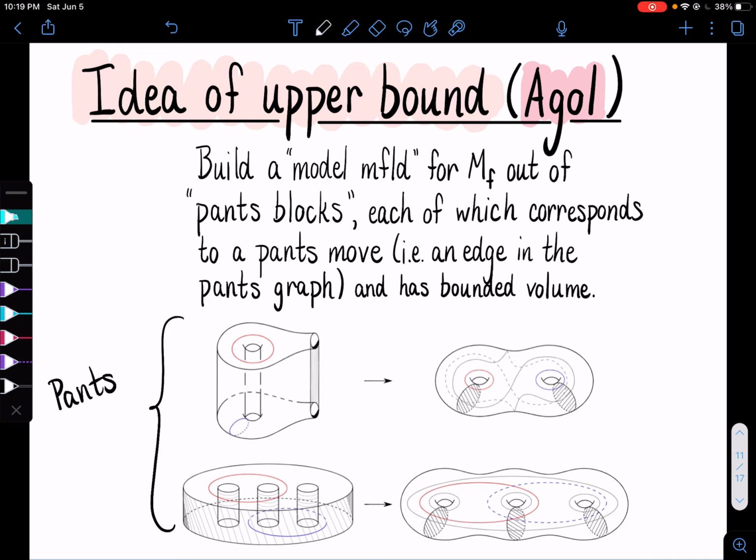And this argument is actually really similar to Minsky's model manifold construction, which was used by Minsky and Brock-Canary-Minsky in the proof of the ending lamination conjecture, if that's something that you're familiar with. Okay, so there are my Pants blocks. And it'll become clear in a little bit why I wanted to highlight this specific proof, because this plays into my result.